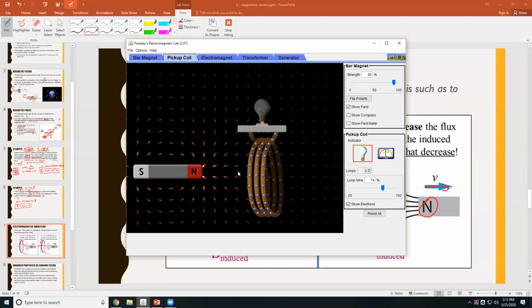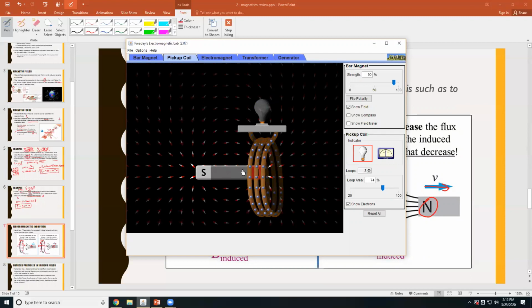So the north end on this side, of course, is going to produce a magnetic field pointing to the left, which if you use your first and left hand rules, you're going to see your fingers are curling over above the coil of wire. Therefore, your electrons should be moving down. As we can see, they do try to move down.